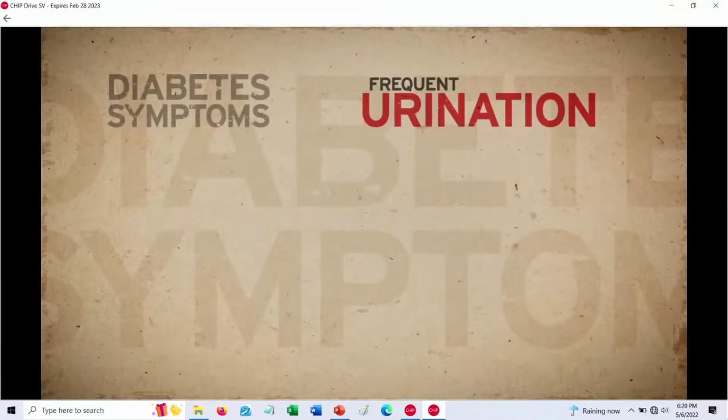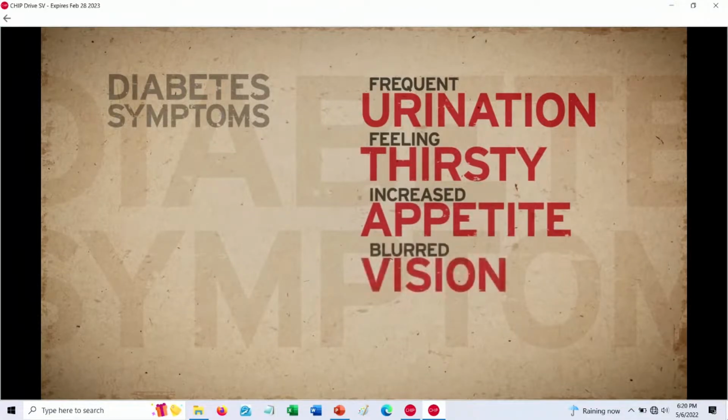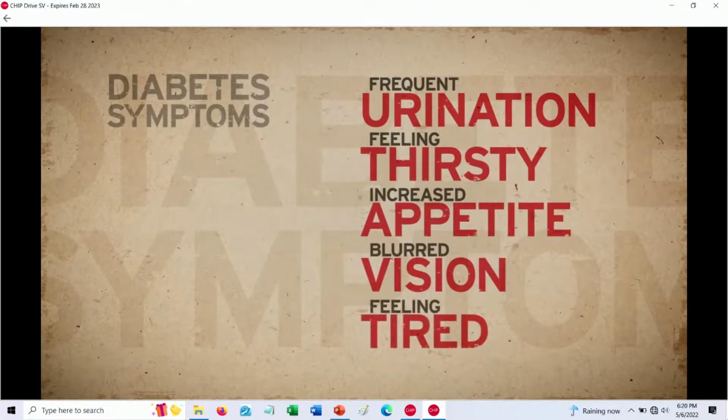Next, when blood sugars are high, some individuals have no symptoms, even when blood sugars are as high as 300 or 400. But usually symptoms do occur, and they include frequent urination, feeling thirsty, increased appetite, blurred vision, and feeling tired. Now, these symptoms usually go away once the blood sugars improve.